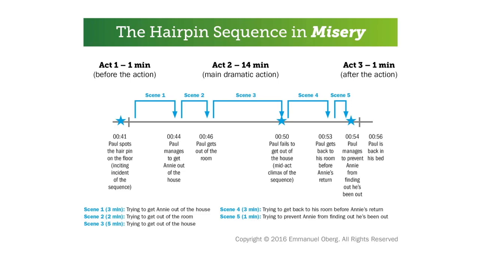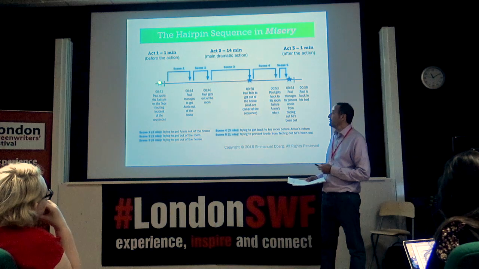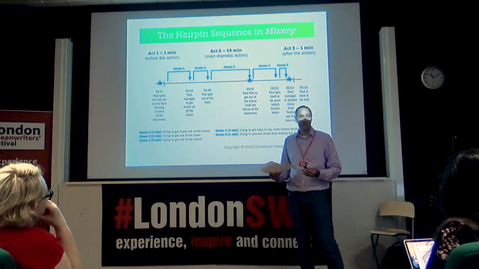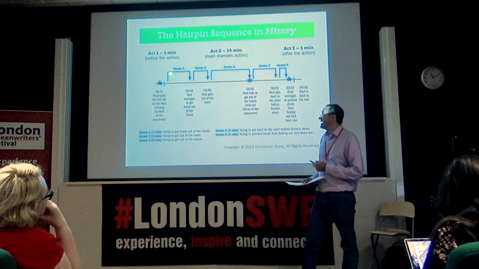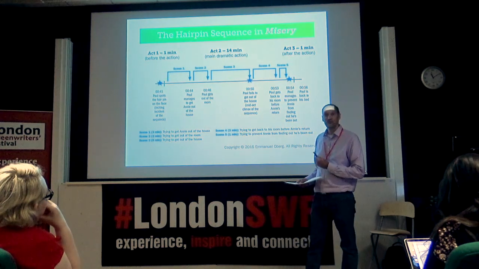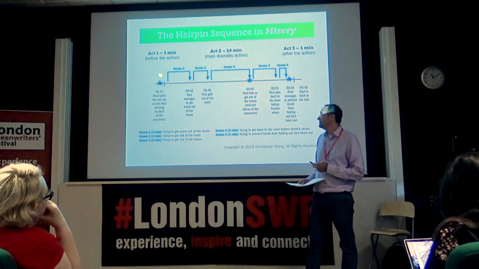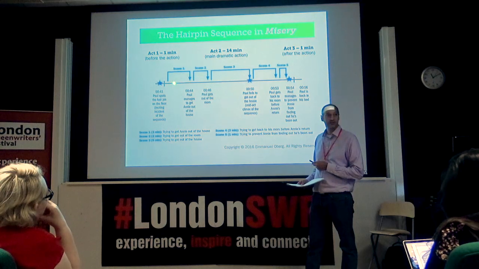At the beginning of that sequence, something happens, which is the inciting incident for the sequence. And it's the fact that Paul spots a hairpin on the floor, all right? That triggers his goal over the whole sequence, which is to try to use the hairpin to escape from the house, all right? And he has to do a few things before he can even try to get out of the house. The first thing that he has to do is get Annie out of the house. That's the structure for the first scene of the sequence, okay?